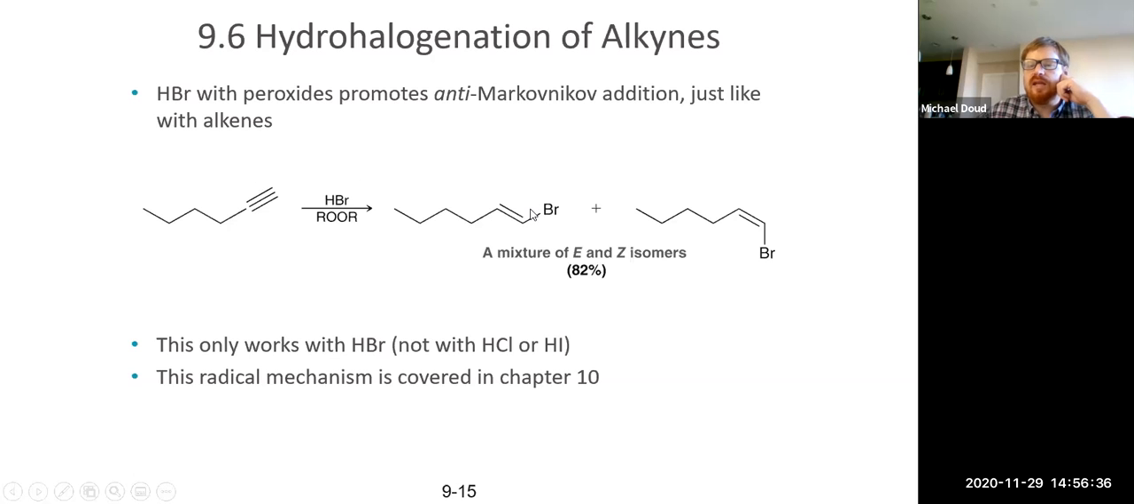In this case, you could form an E or a Z isomer. So as it turns out, you get both of them. Just to keep that in mind, you can get either the E or the Z. So just keep in mind, this is a radical mechanism. It's going to be one of the first ones that you talk about in OChem 2. And just keep in mind, this only works with HBr. So you don't do this with HCl or HI.